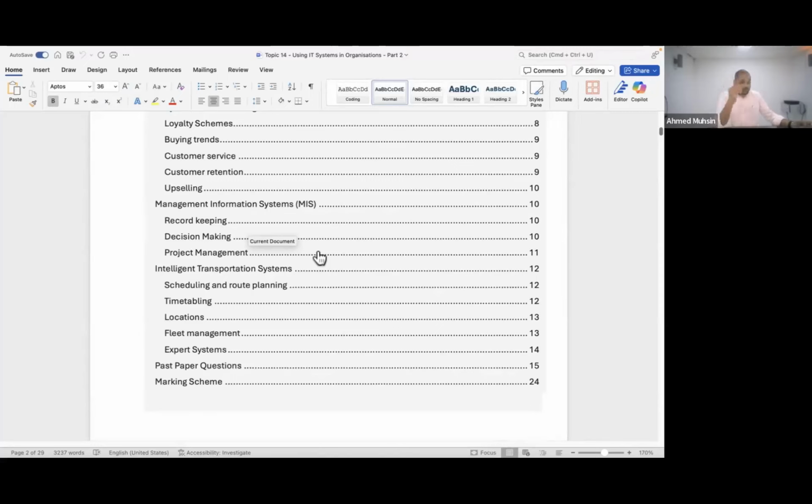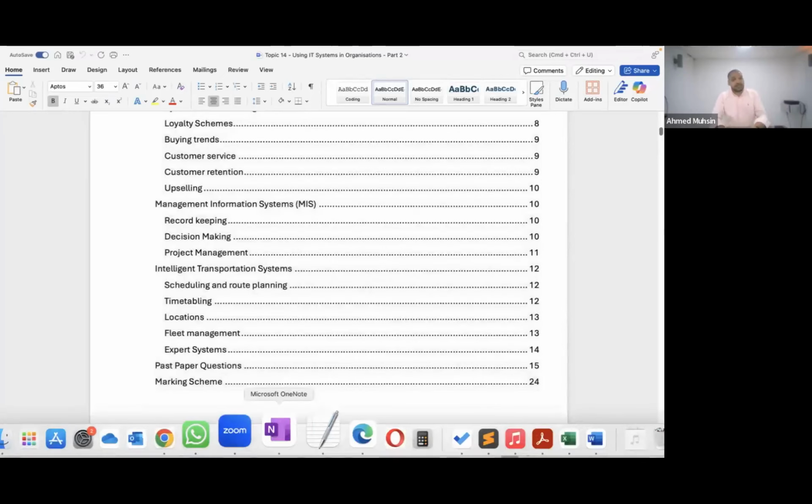Then you want to manage your customers effectively. You want to retain them, you want them to be loyal, you want to serve them, you want to give them personalized services. For that, we had an IT system known as CRM, Customer Relationship Management.